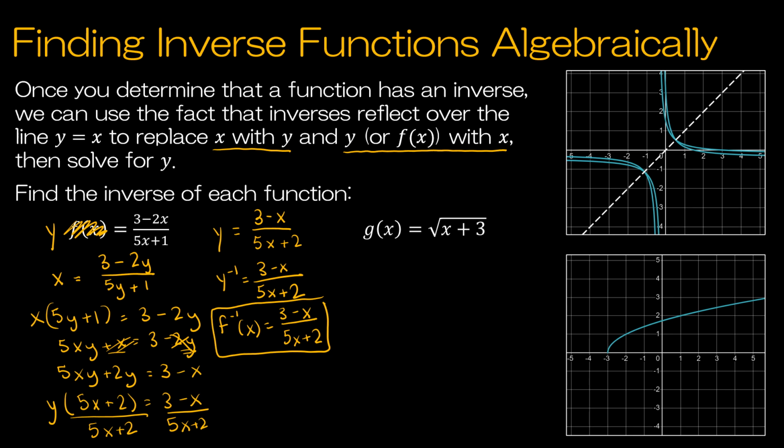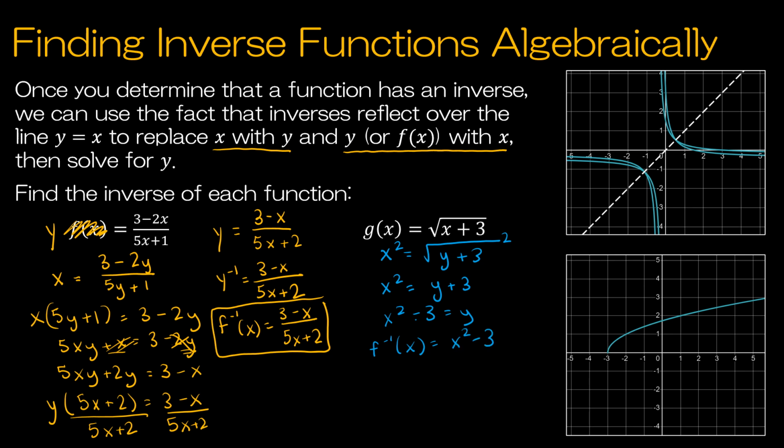The second example is much easier, a lot less math. Again, I'm going to replace g of x, which is really y, with x, and I'm going to replace x with y and solve. So I'm going to square each side because that's what I have to do to get rid of a square root. And so I have x squared is equal to y plus 3, and then subtract 3 from each side, so I have x squared minus 3 is equal to y. So I would write that as f inverse of x is equal to x squared minus 3.